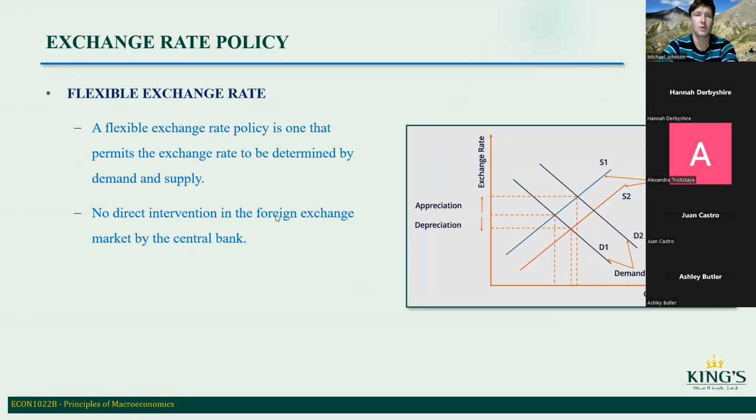So with a flexible exchange rate, the central bank cannot directly influence the exchange rate. But they can change the interest rate and money supply, which will likely then influence the exchange rate.